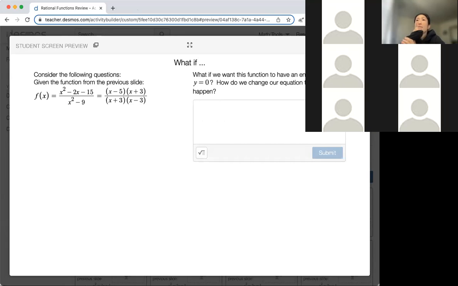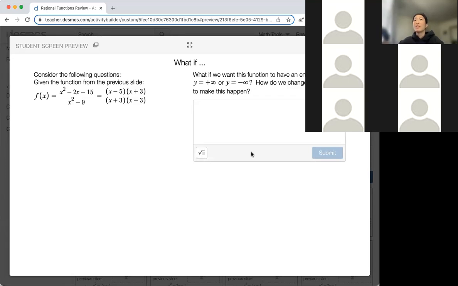What if we want this function to have an end behavior of y equals 0? All right, I would suggest you come back and let's think about this question again after our lesson today. I bet it's going to make a little bit more sense, but yes, Marilyn is definitely on the right track. Changing the degree of the denominator is going to be really important here. Okay, so great intuition there. And we're also going to leave this for after we finish our lesson today.